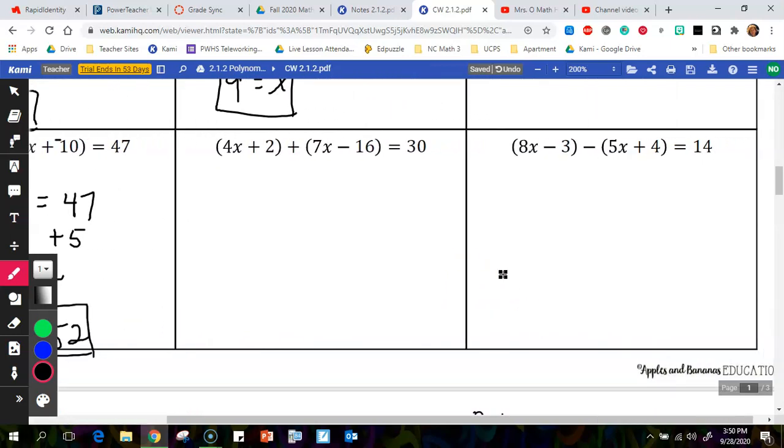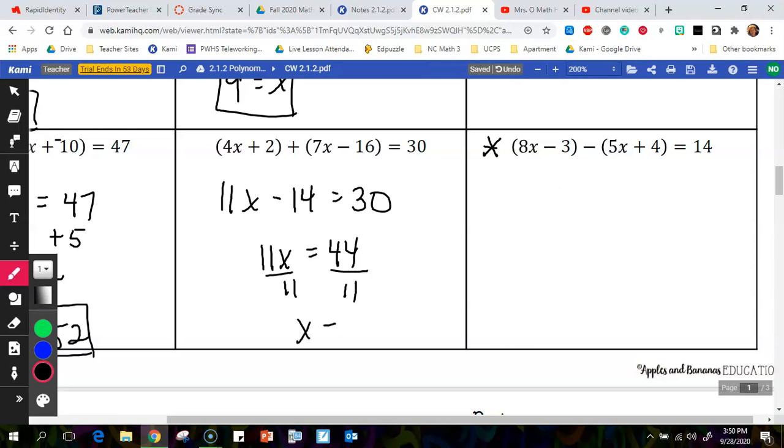Okay, the last one I'm going to do is this one right here, and then you'll do this one on your own. Oh, let's see. 4x plus 7x is 11x. 2 minus 16 is minus 14 equals 30. Add 14 on both sides. 11x equals 44. Divide by 11, so x equals 4.